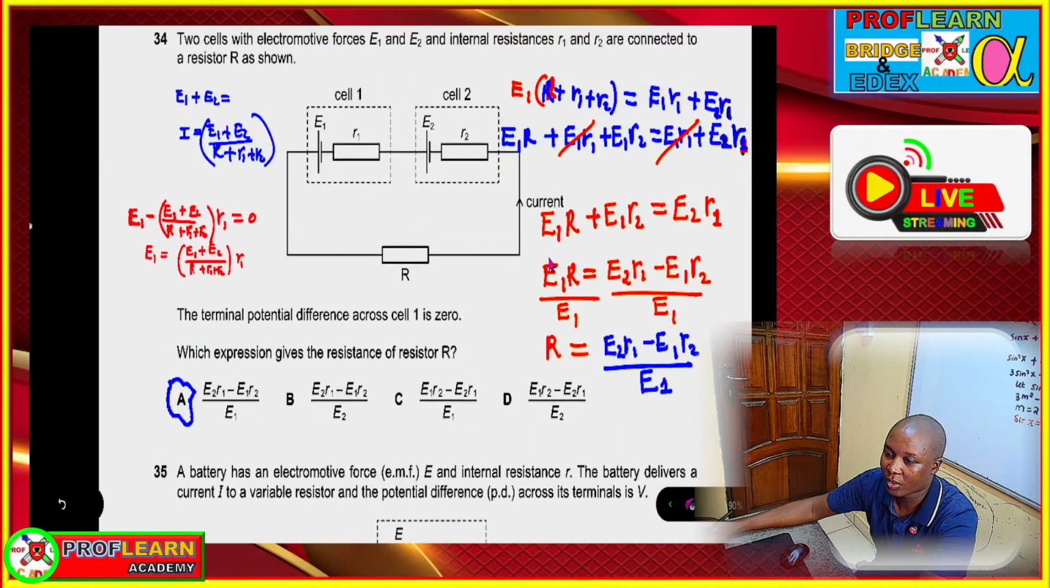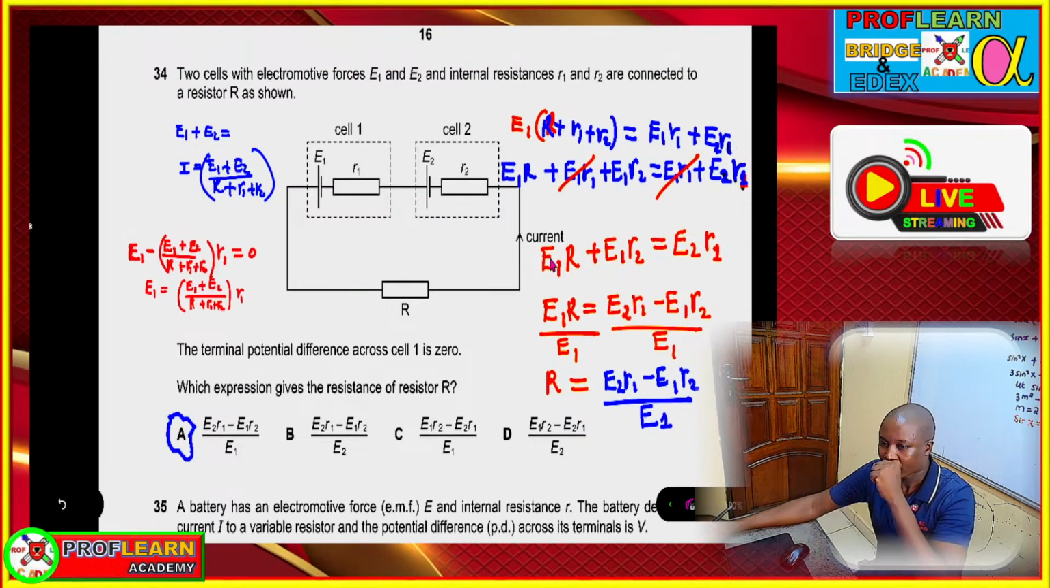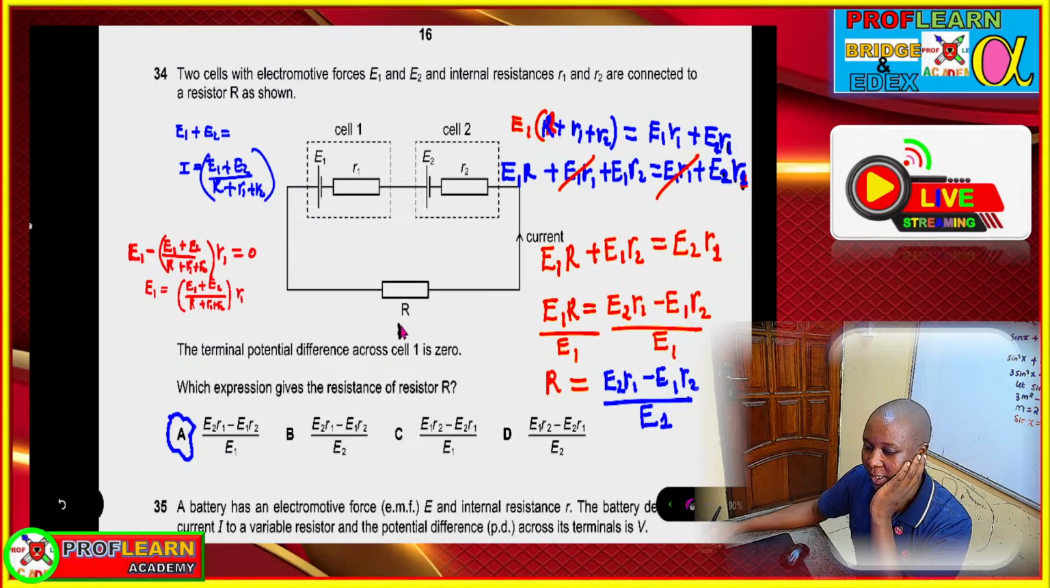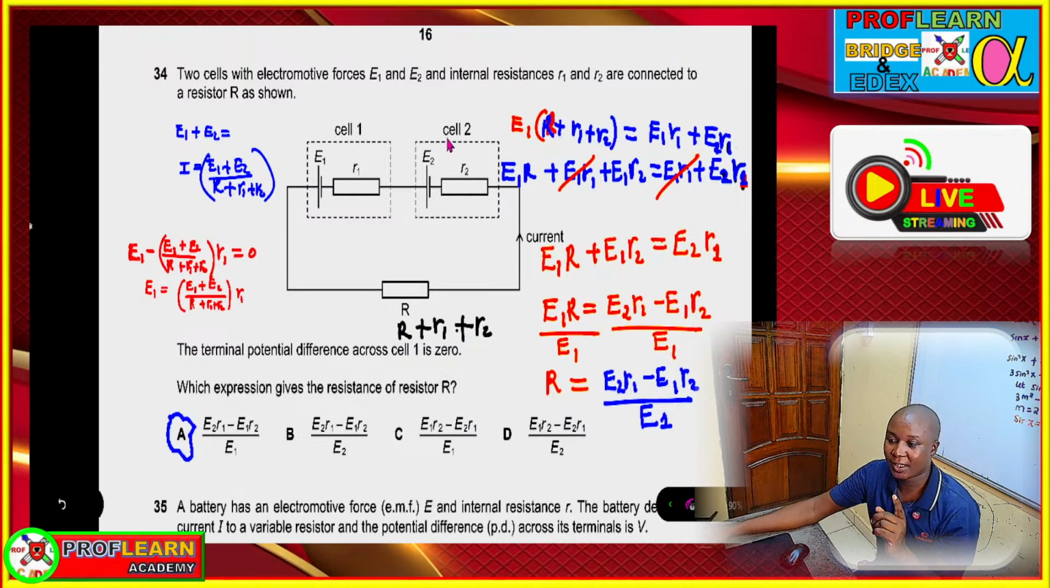Another interesting question that we were having here is that we are told two cells, each with electromotive force E1 and E2 and internal resistance R1, R2, are connected to a resistor R. So something that we need to understand is the total resistance. The total resistance in this circuit will be R plus R1 plus R2. So that is the total resistance in this circuit.